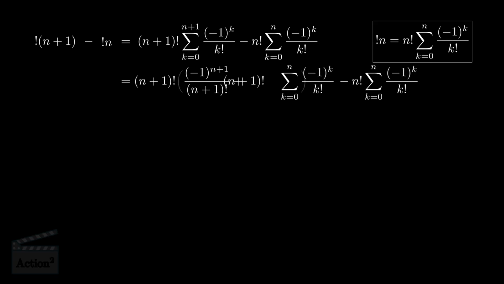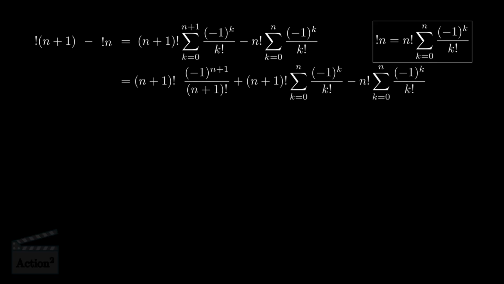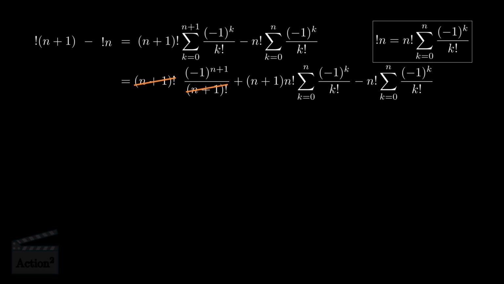Expand the expression. Replace n plus 1 factorial of the second term for its equivalent expression n plus 1 times n factorial. Make the appropriate simplifications. The difference between n plus 1 subfactorial and n subfactorial is equal to -1 to the power of n plus 1, plus n times n factorial times the sum from k equals 0 to n, of -1 to the power of k, over k factorial.